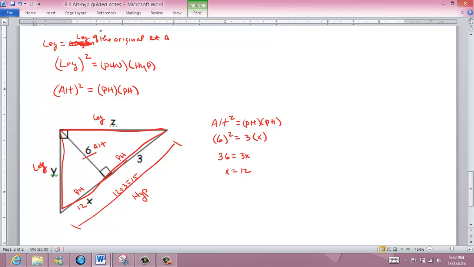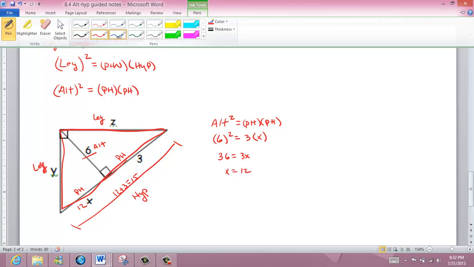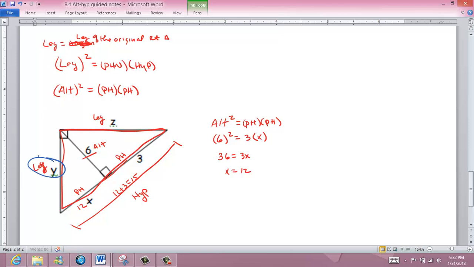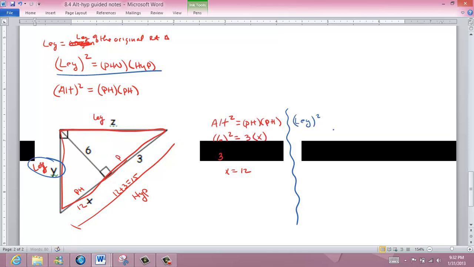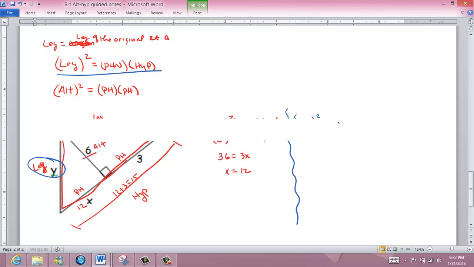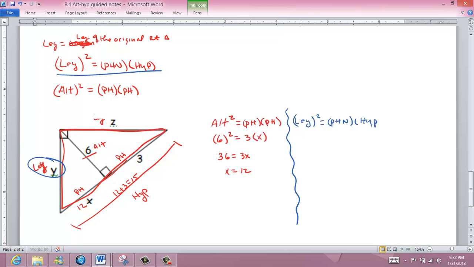First, let's find y. Now what is y in this original right triangle? Y is a leg. So right away, if we're looking for a leg, we are going to use leg squared equals a piece of the hypotenuse nearby times the whole hypotenuse. So to find y, we're going to use leg squared equals the piece of the hypotenuse close by times the whole hypotenuse.